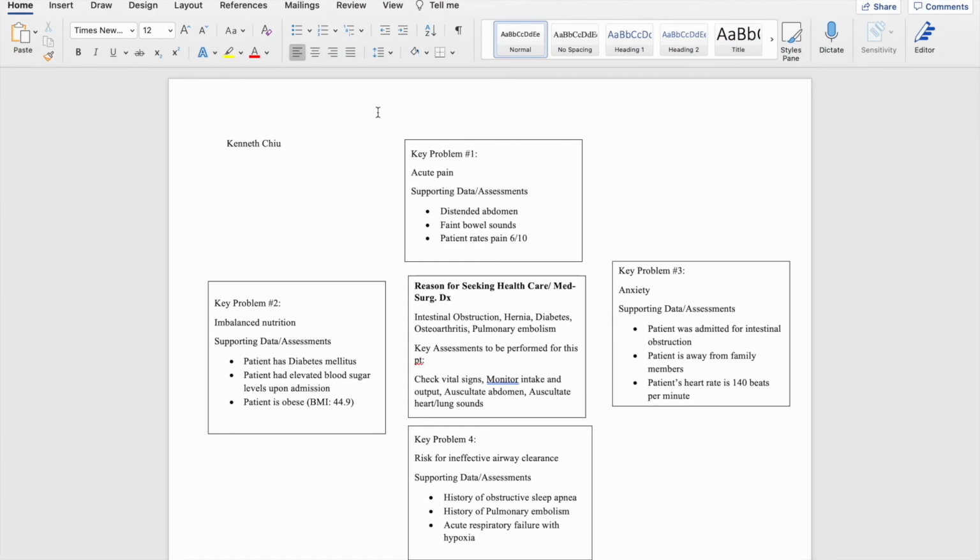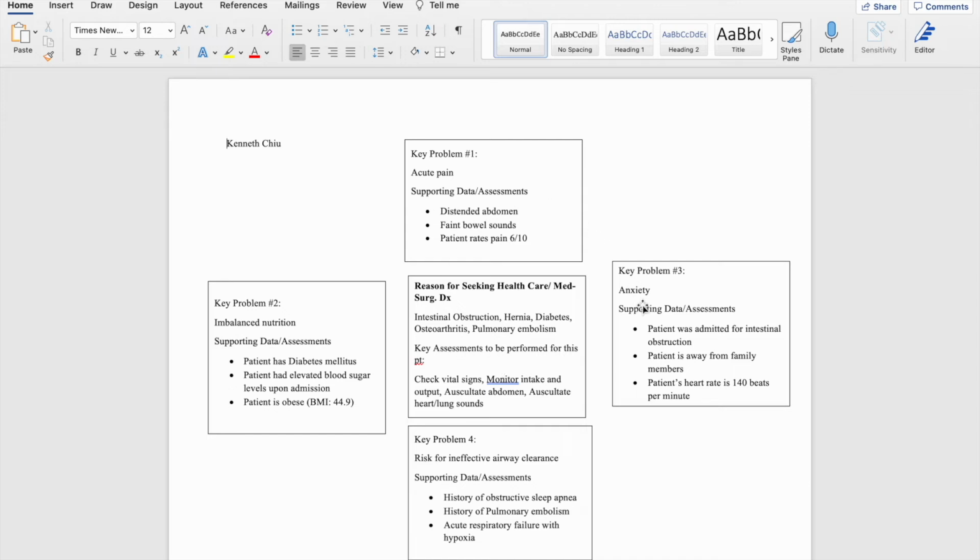And here is the concept map that's completed. As we can see, I filled out everything from the patient profile database and I put it into the concept map. So let's get started. As we can see, the reason for seeking healthcare and medical surgical diagnosis was intestinal obstruction, hernia, diabetes, osteoarthritis, and pulmonary embolism. These were the issues that the patient was facing based off of her past medical history. And these are the key assessments that I performed for the patient.